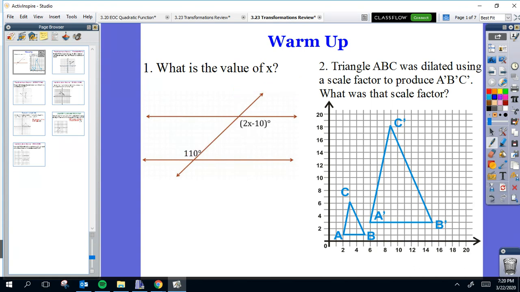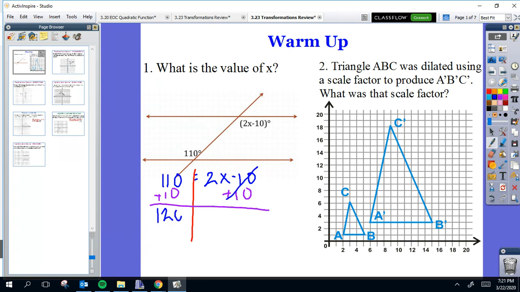If they are congruent, then I set them equal to each other. So I can begin solving by doing 110 equals 2x minus 10. To get x by itself, I first have to deal with this negative 10, and I do the inverse, plus 10 on both sides. These cancel out, and I have 110 plus 10 is 120 on the left side. On the right, there's 2x remaining. I have to divide by 2 to do the opposite of multiplying by 2. These cancel, and my final answer will be x equals 120 divided by 2, which is 60.